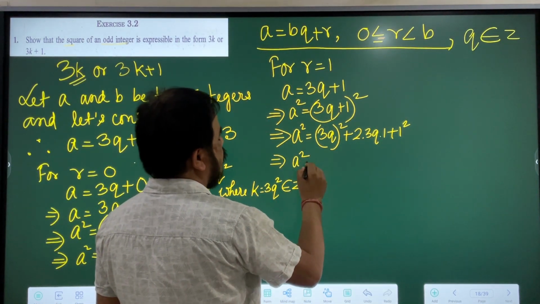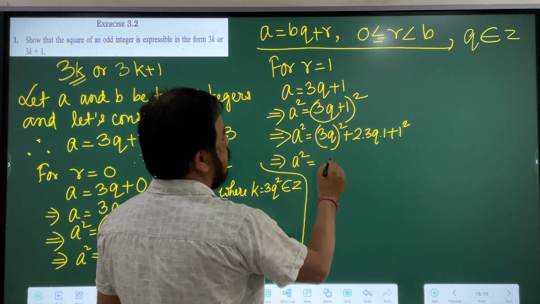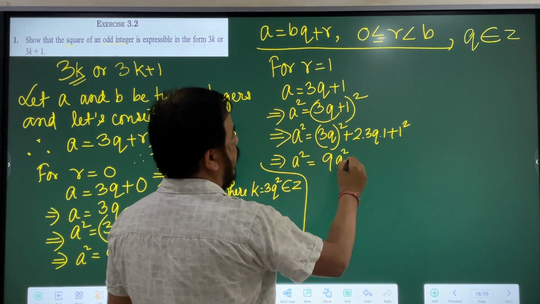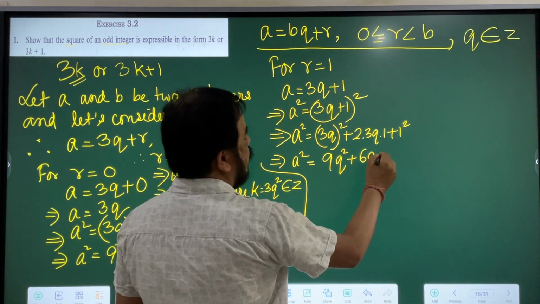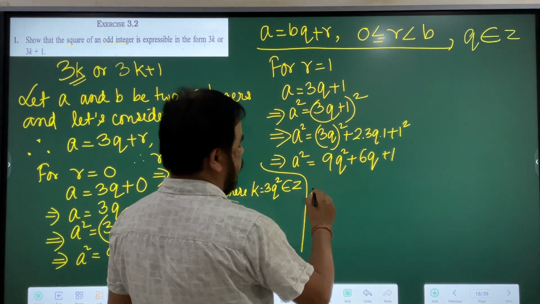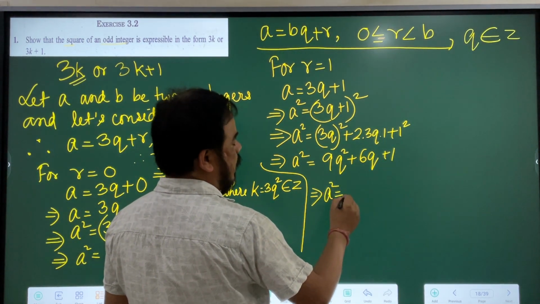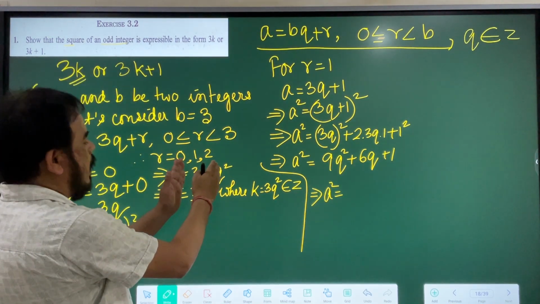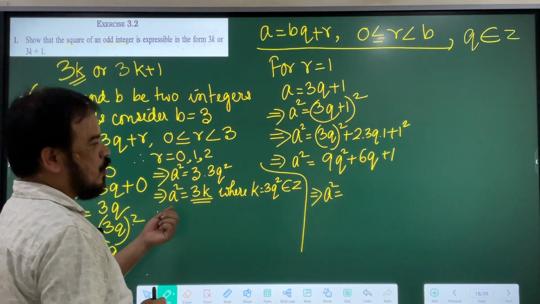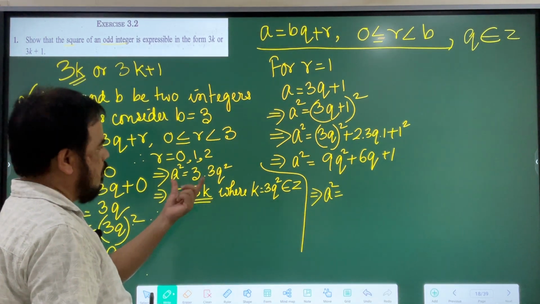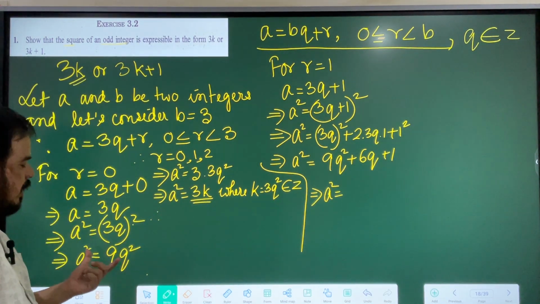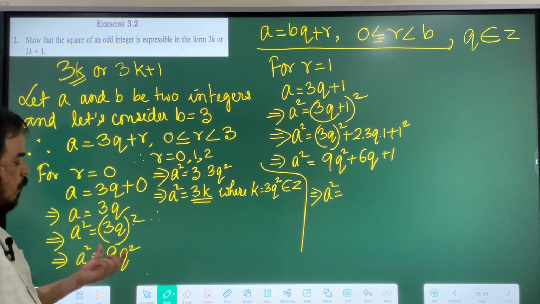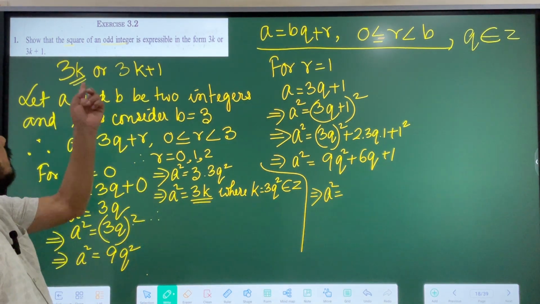Now a square is equal to 9q square plus 6q plus 1. Since 9q square is one term, we tried to get 3k. One term only, 9q square, there is no plus or minus. So for one term we made this 3k because it is required.